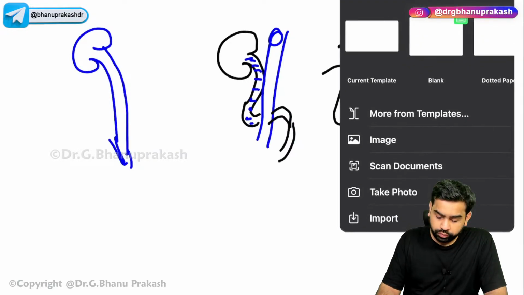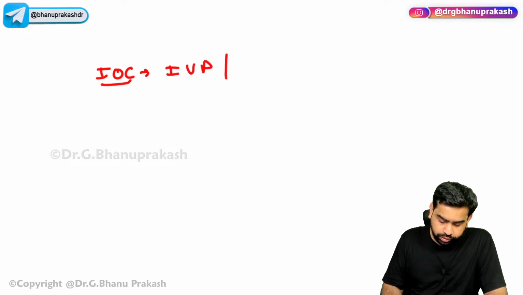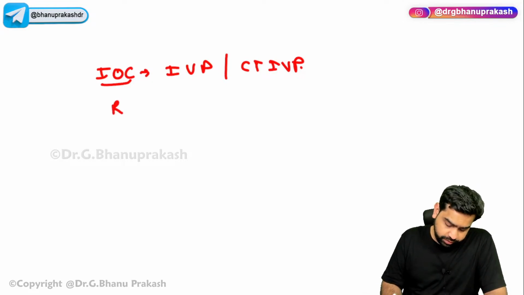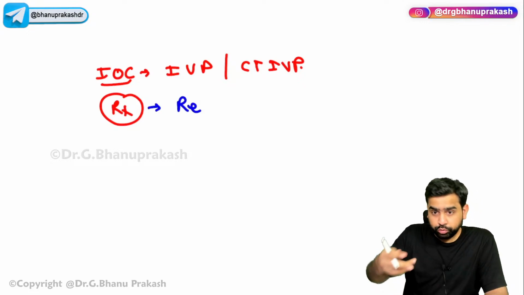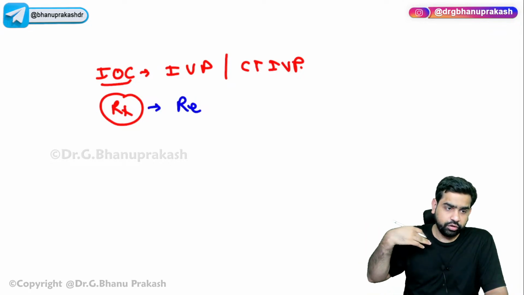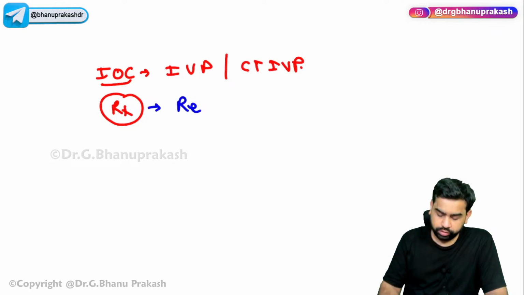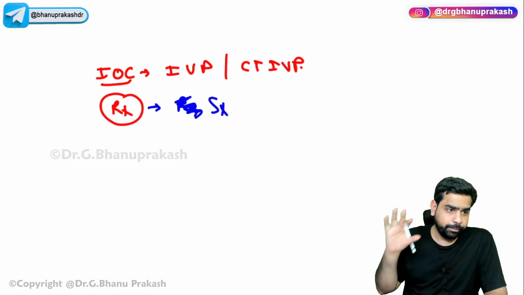What is the investigation of choice over here? Yes, you can perform an IVP or the CT IVP, whatever you want to call it, CT scan or IVP. That is what you need to understand. And the management over here is reimplantation. What you basically do is you cut that particular ureter, you bring it in front of the IVC, and then you establish the continuity of the ureter. So it is a surgical replacement of that particular ureter in front of the inferior vena cava. That is the management of these particular patients.